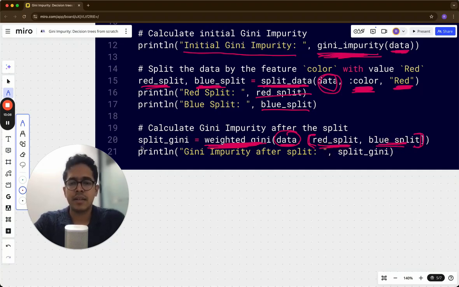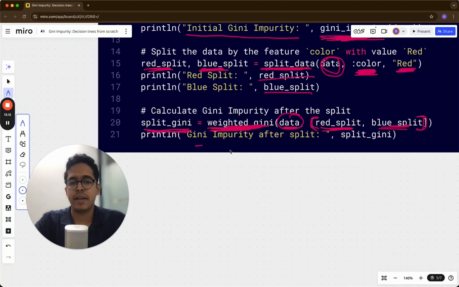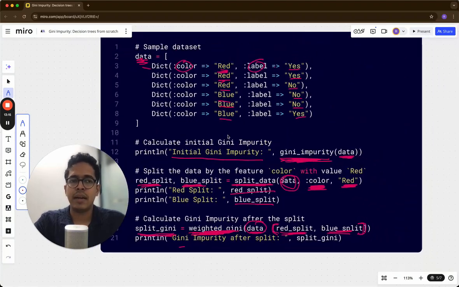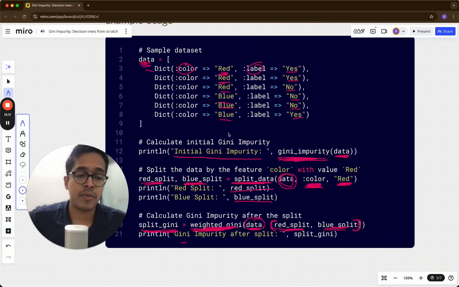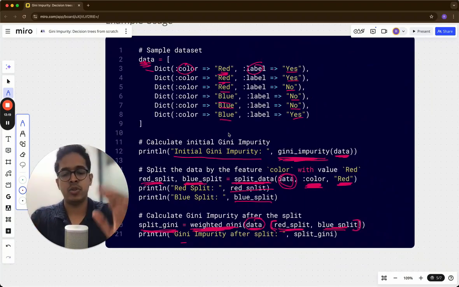And then we get the split Gini, which is the variable that stores the weighted Gini impurity, and we simply print it. So this is the entire code, and I hope you understand it fully. It's very, very straightforward. And now we can implement this in Jupyter Notebook.